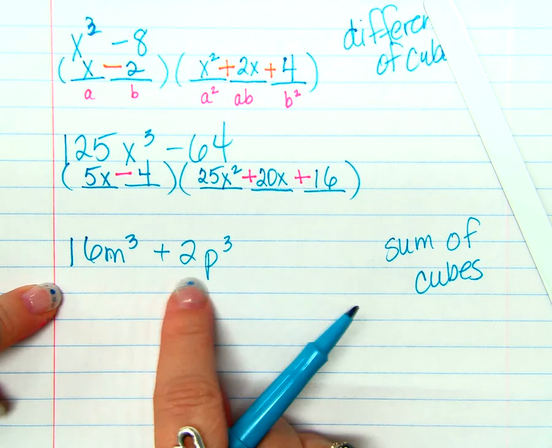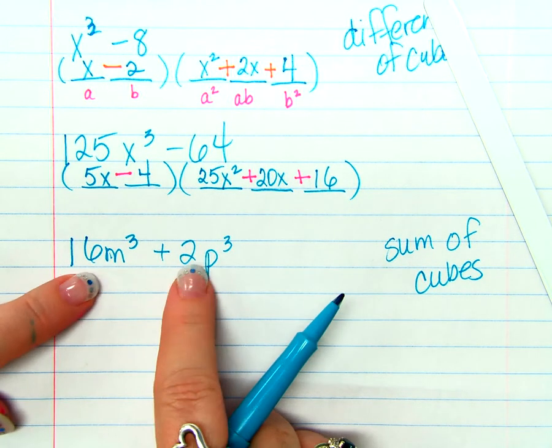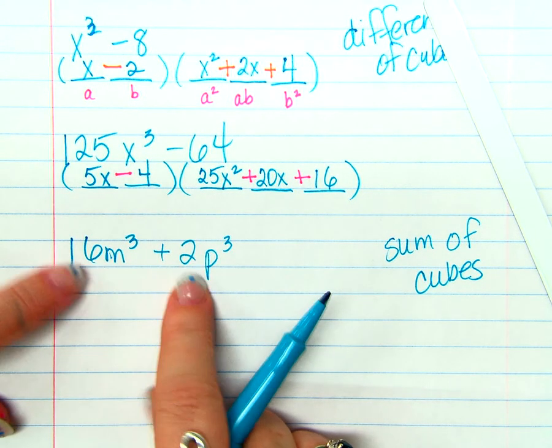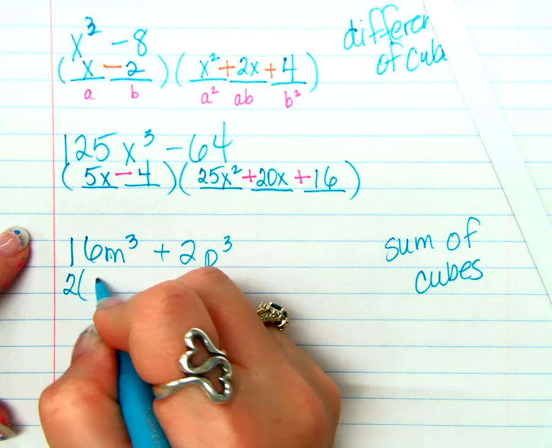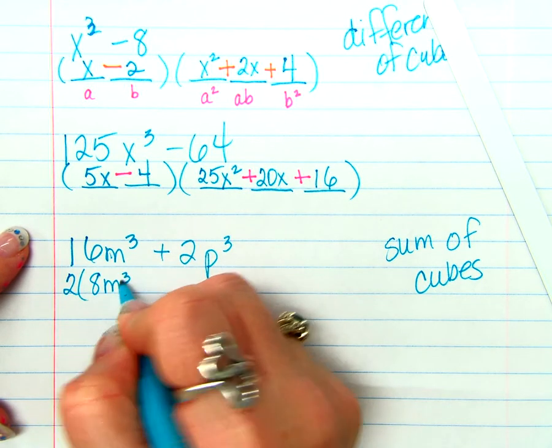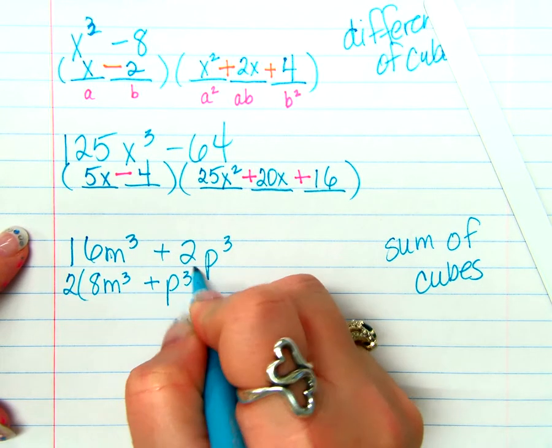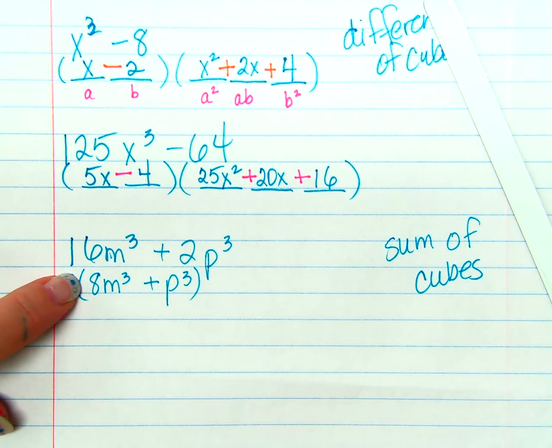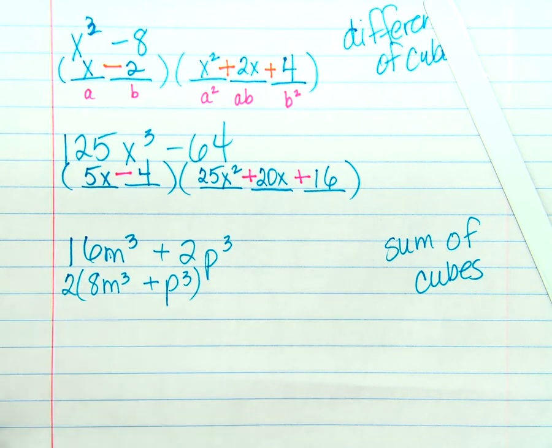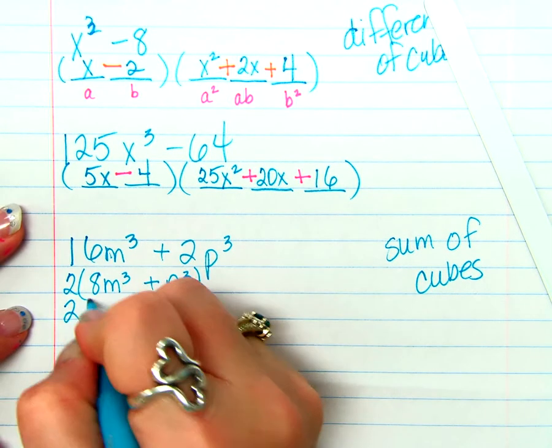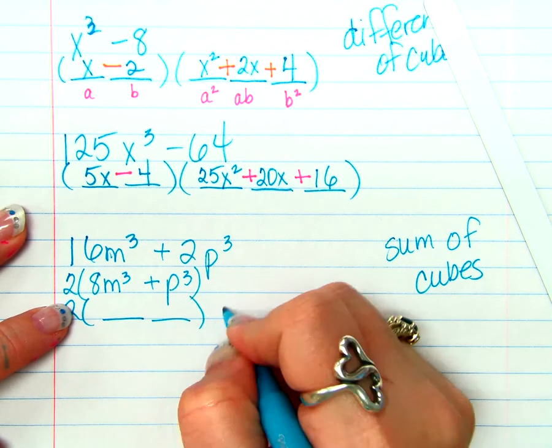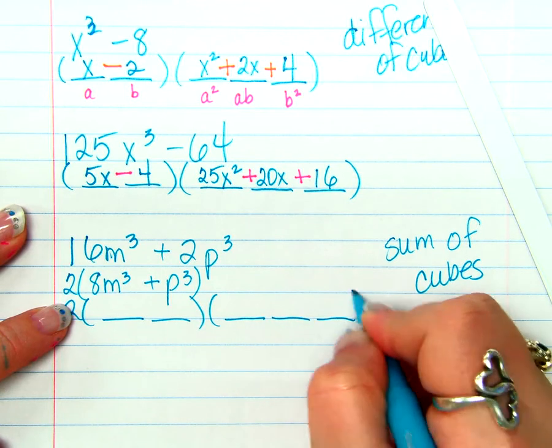First of all, somebody noticed this isn't the sum of cubes because they're both divisible by 2. And we've got to take care of that first, right? We get 8m cubed plus p cubed. Is that the sum of cubes? It is, isn't it? Okay? So I get a binomial and a trinomial.